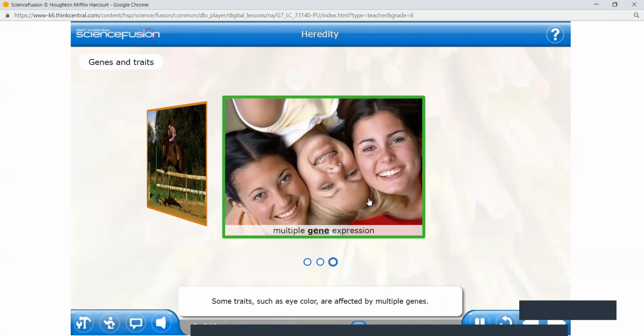Some traits, such as eye color, are affected by multiple genes. Different combinations of alleles can result in different shades of eye colors.